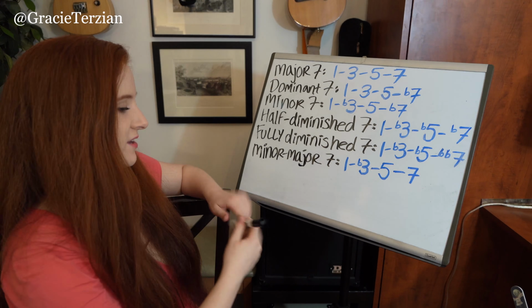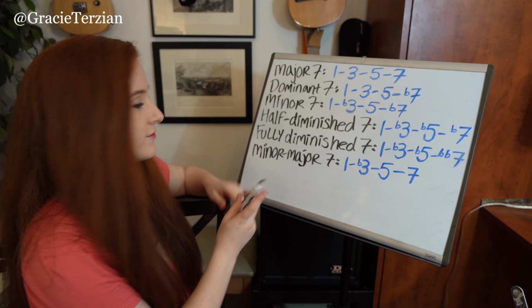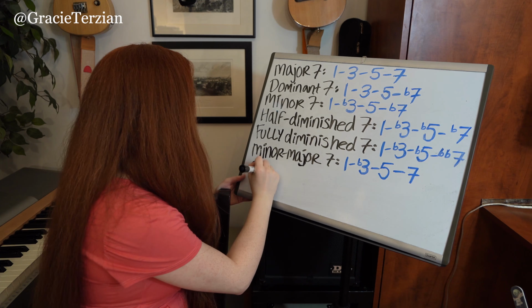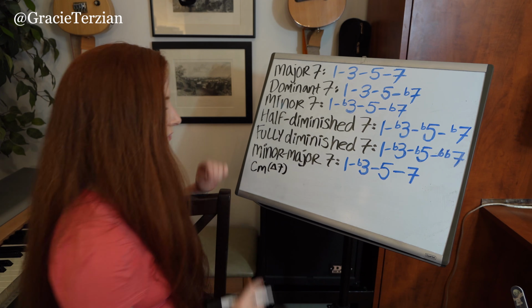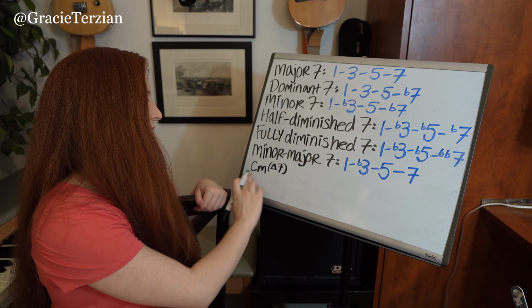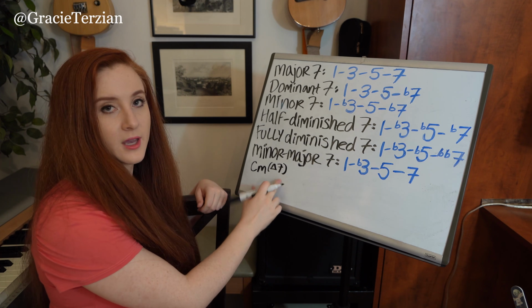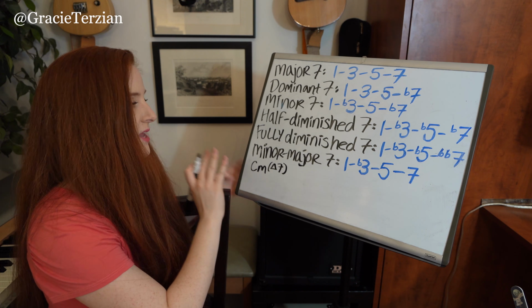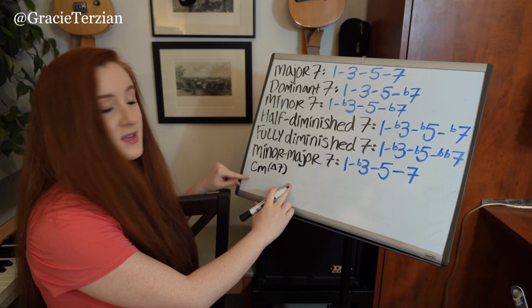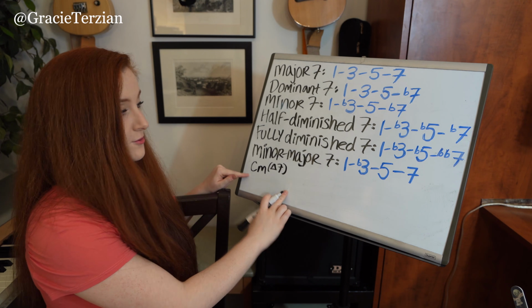And last but not least, we have the minor major 7 chord, okay? So the minor major 7, first let's look at a C minor major 7. Sometimes you're going to see it written like this, C minor major 7. That would be one shorthand way it could be written out. So let's figure out what the notes are in this C minor major 7 chord.